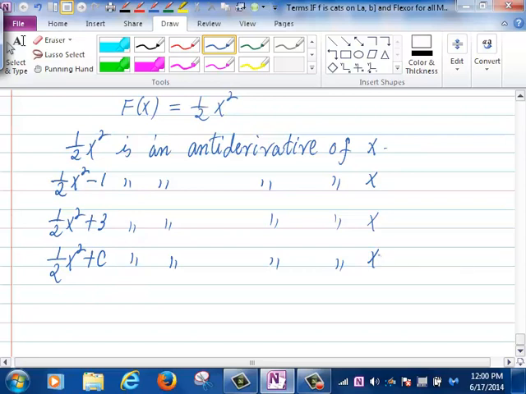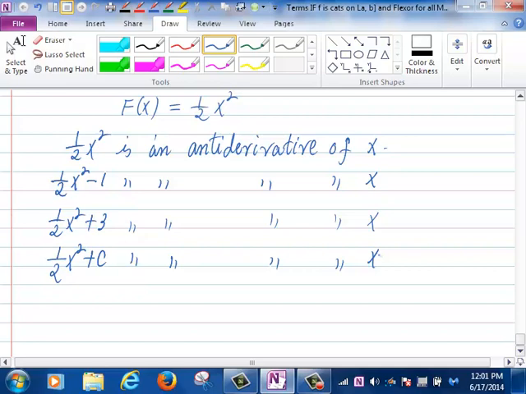So the question is, are they the only antiderivatives of x? If I am trying to find the antiderivative of x, are these the only antiderivatives of x? Notice that if I give you a function, it has only one derivative, right? But if I ask you to find the antiderivative, it may have many antiderivatives, right? Like the function x has antiderivatives, each one looking like this, right? C could be any constant here, 1, 2, 3, 4, negative, pi, whatever you want. So a function has many antiderivatives, right?